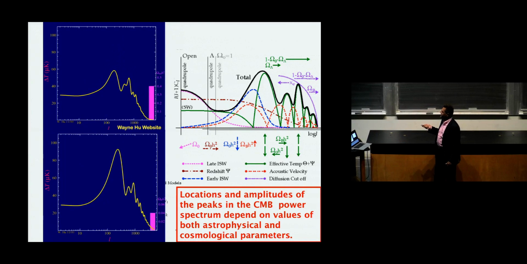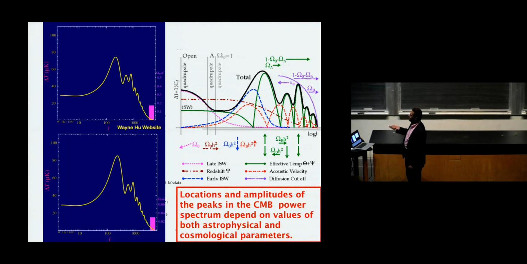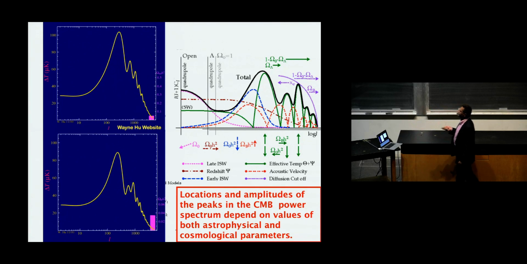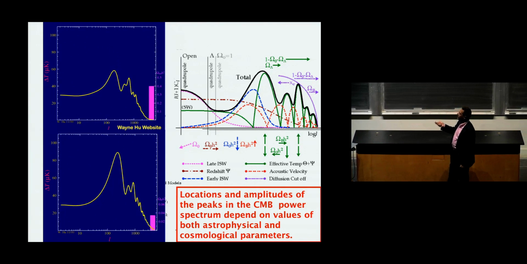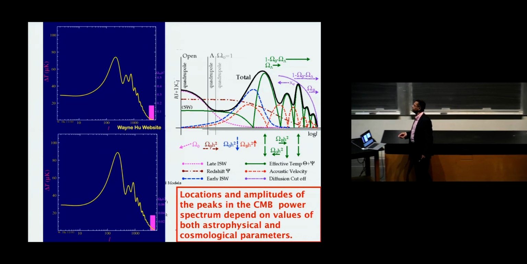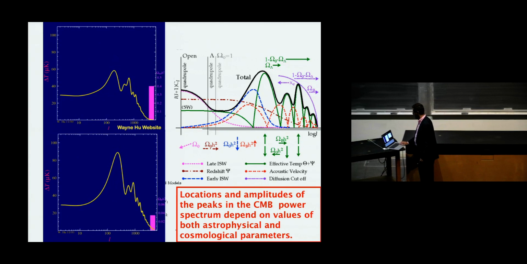You can already see that there is a large degeneracy. I can change this value to get the second peak to rise up. I can decrease this, and so on and so forth. So what is it that we're supposed to do? This schematic here essentially gives an idea of how the microwave background spectrum changes with variations of the various parameters.